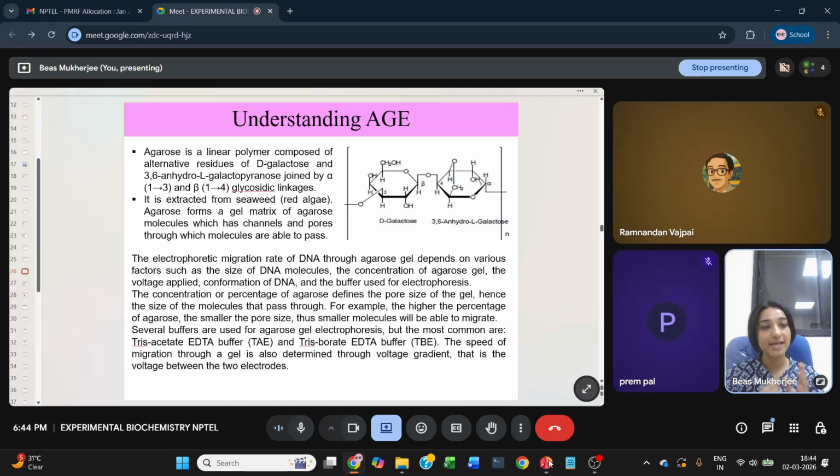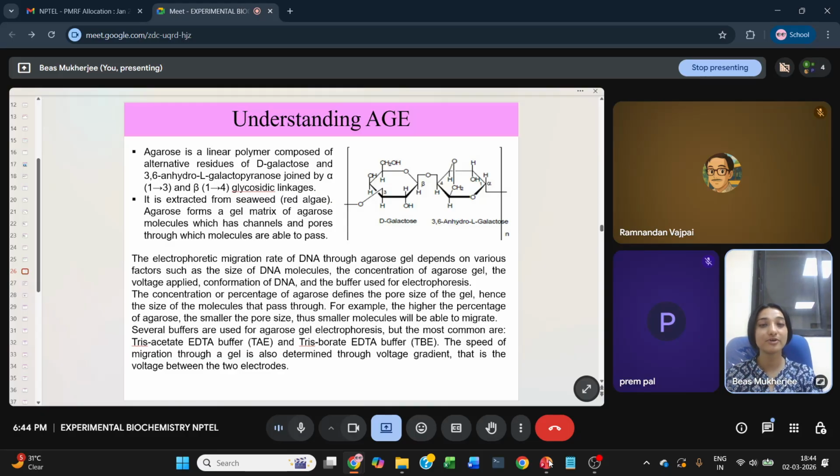Okay. Now we'll talk about agarose gel electrophoresis. So agarose is a linear polymer composed of alternating residues of D-galactose and 3,6-anhydro L-galactopyranose. So the chemical formula is given there. The molecular structure is basically given there. And it is extracted from seaweed. So the linkage is also given, alpha 1,3 and beta 1,4 linkage.